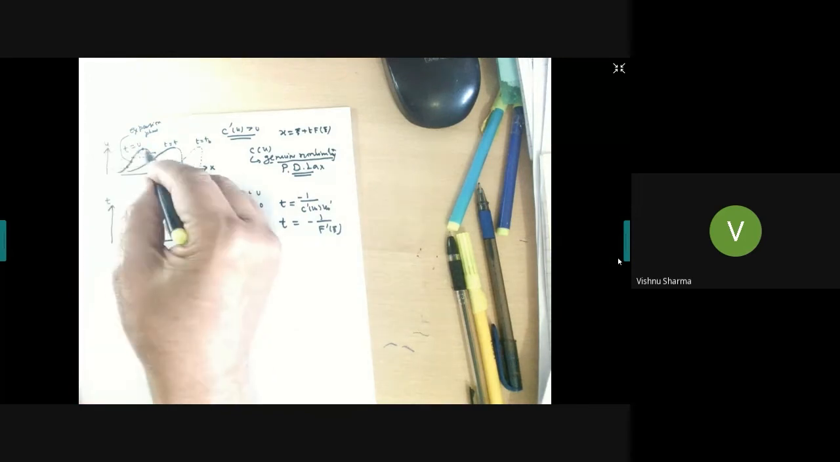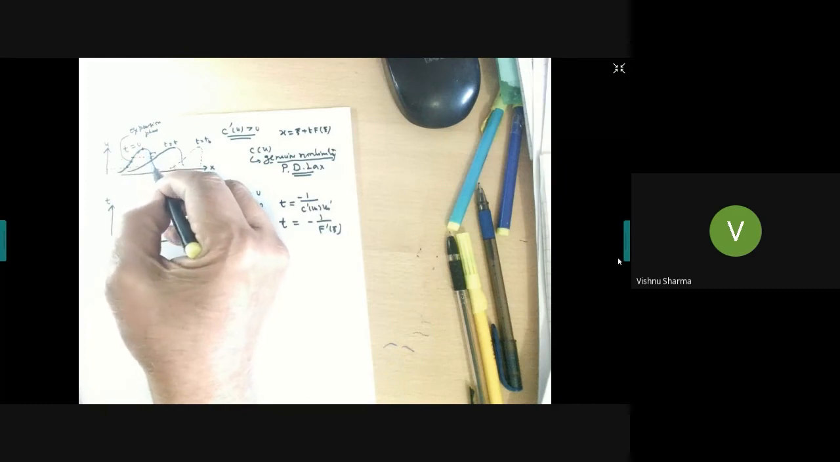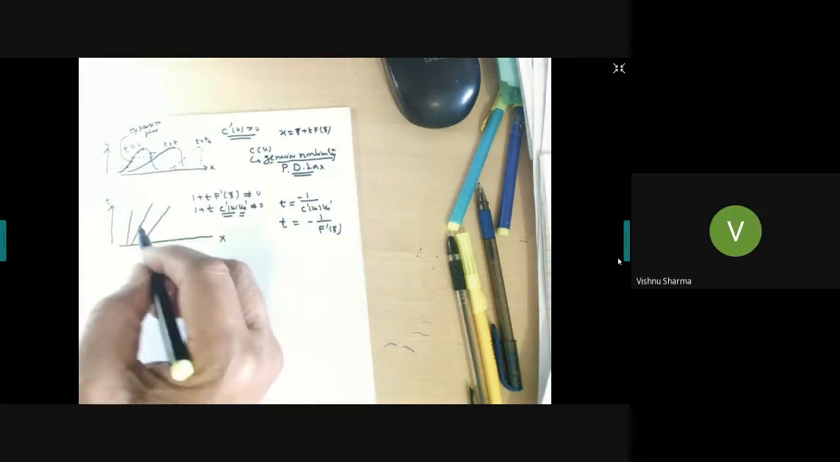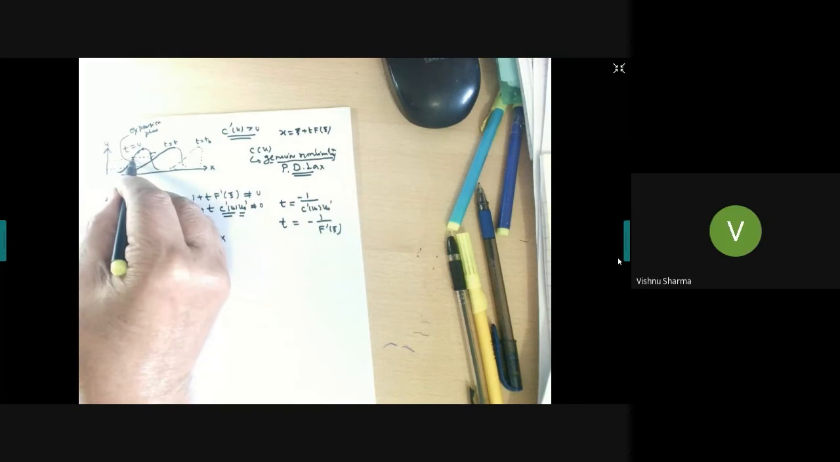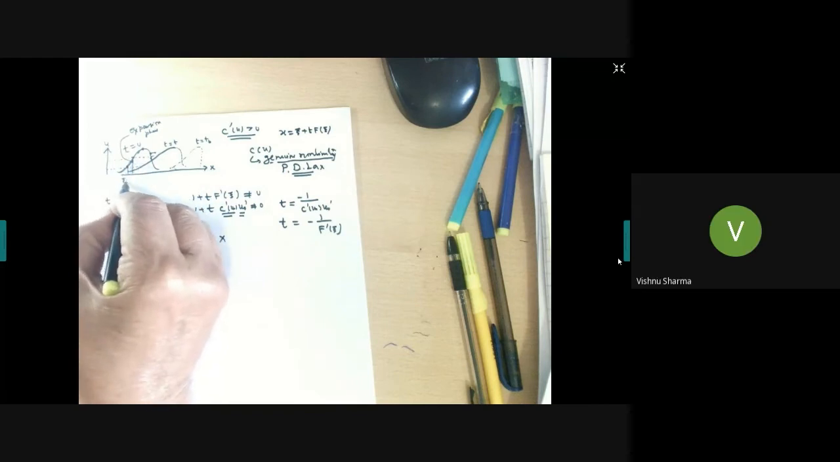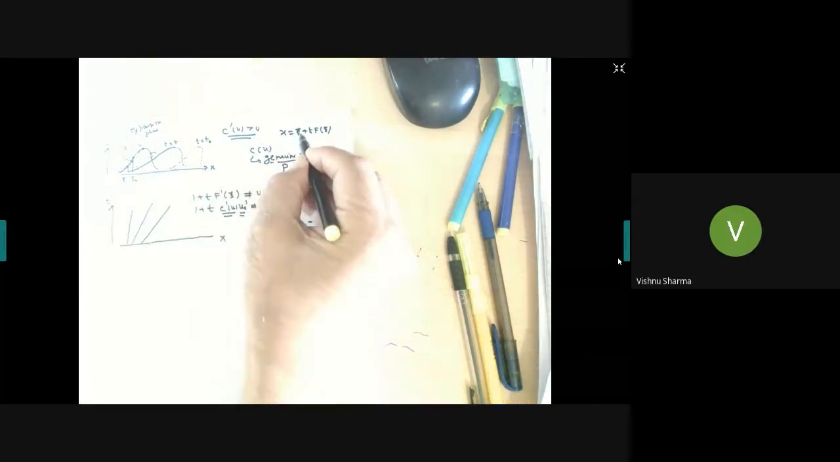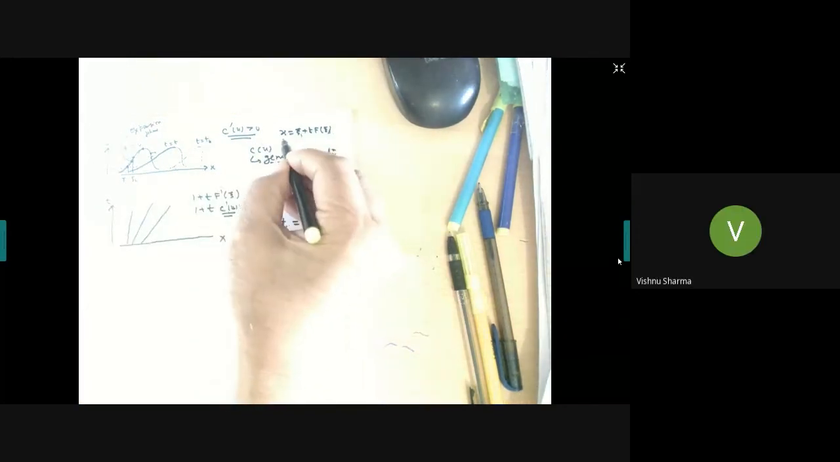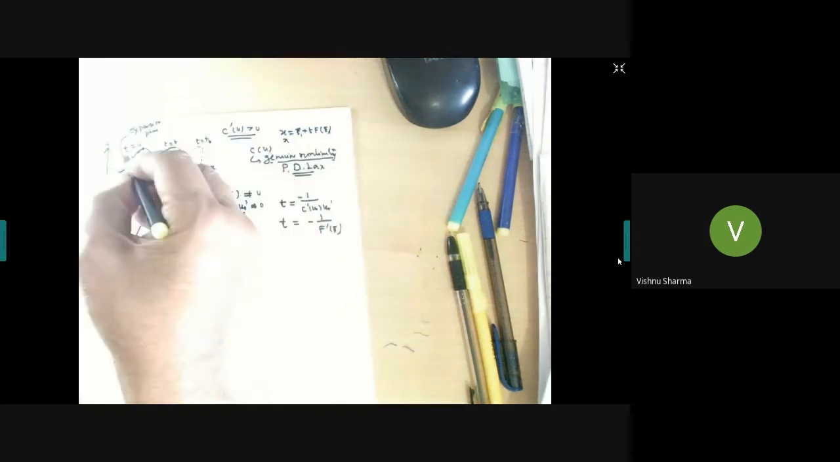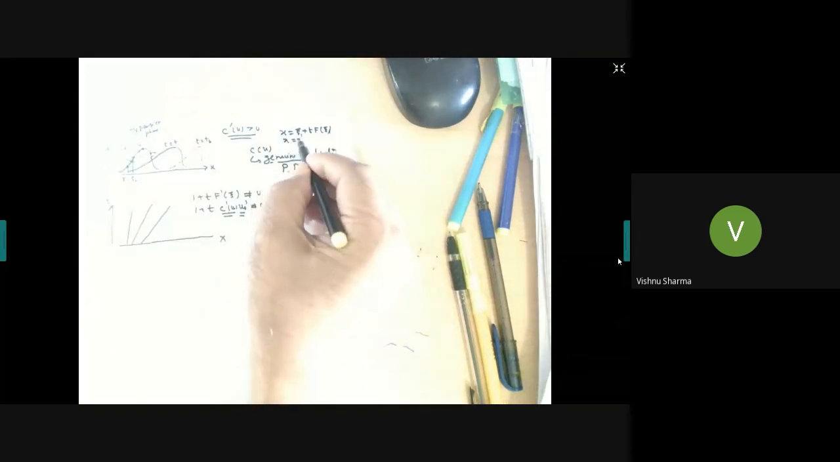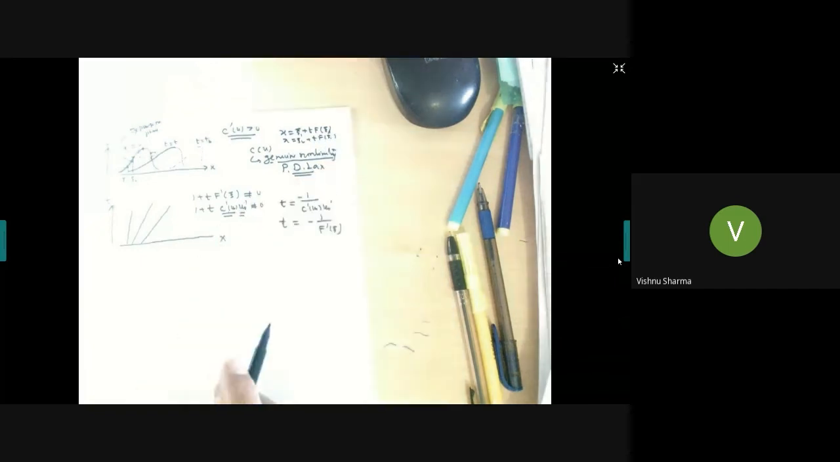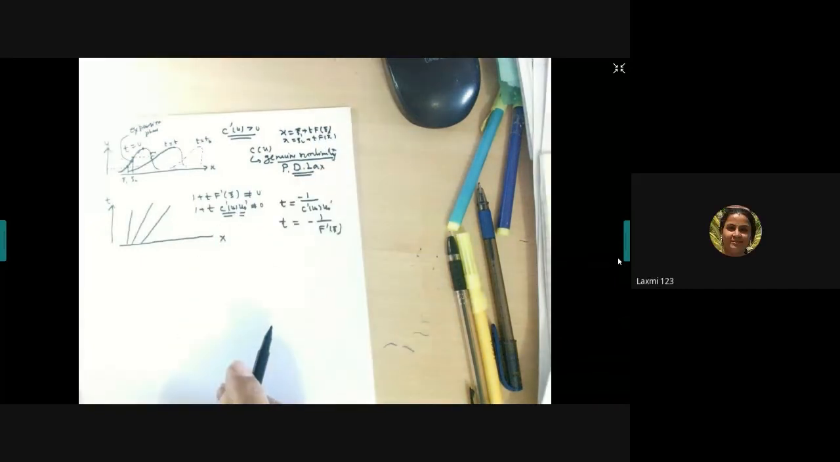But what happens to the characteristics issuing from this part of the profile? They are converging now. Let us take any two points, say xi1 and xi2, on the profile. So this is x is equal to xi1 plus t times f of xi1, and corresponding to this point will be x is equal to xi2 plus t times f of xi2. Am I right?